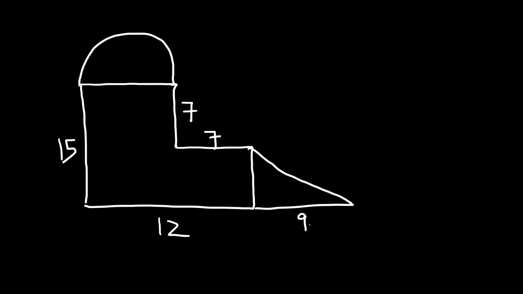Let's put a semicircle on top and a triangle on the bottom. So we're going to say this is 7, this part is 7, and 15, 12, and 9. So go ahead and take a minute, pause the video, and find the area and the perimeter of this figure. So let's start with the area.